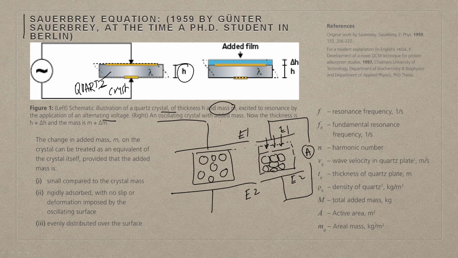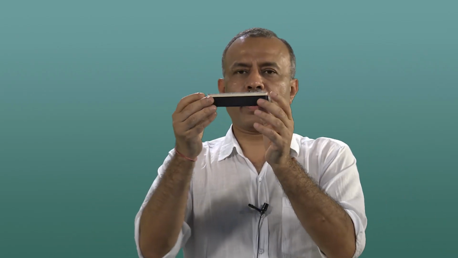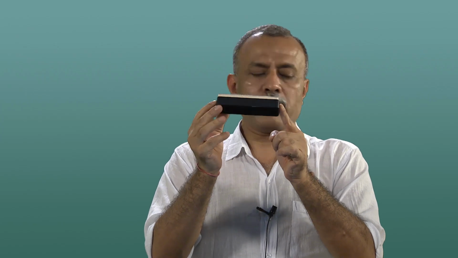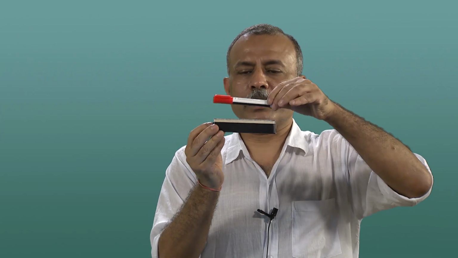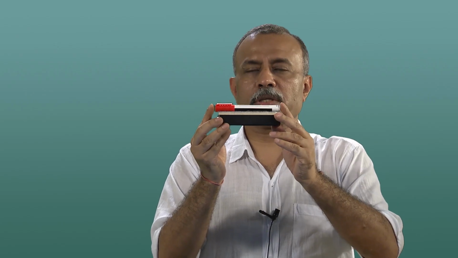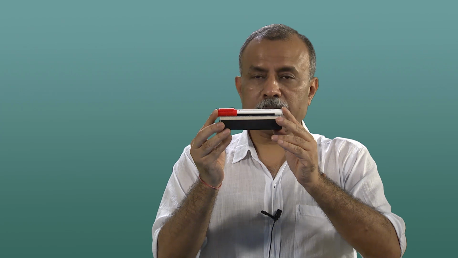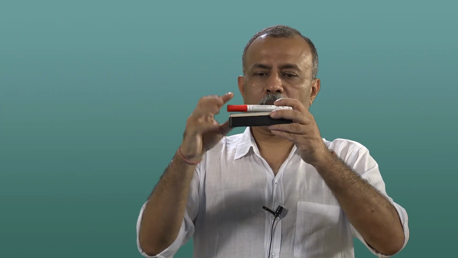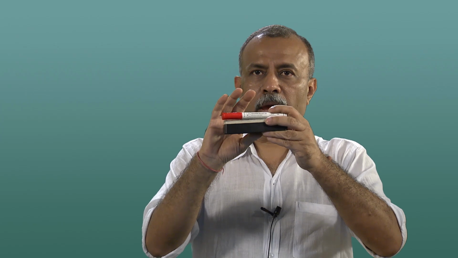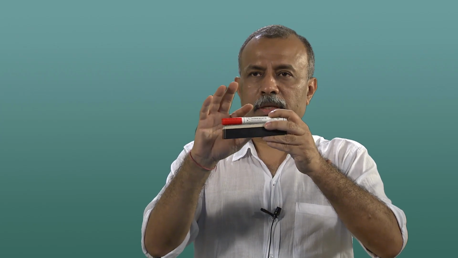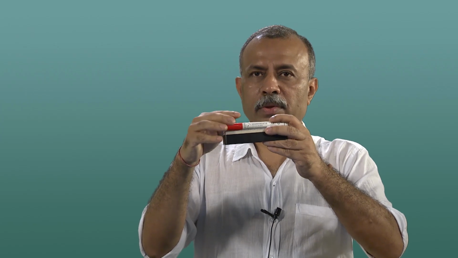An oscillating crystal with added mass. Now, the thickness is H plus ΔH and the mass is M plus ΔM. So, what exactly does that mean? Say, for example, you have something like this. This is a quartz crystal. Now, I put a mass on top of it like this. That is exactly what you are seeing in the slide. Once I put a mass, this is exactly the situation I drew. This mass will compress this, and during this phase there are two things which could happen.